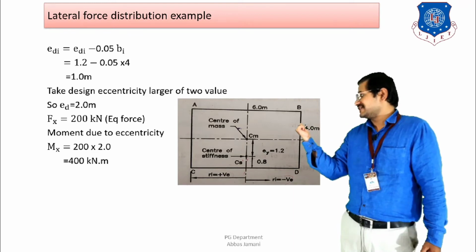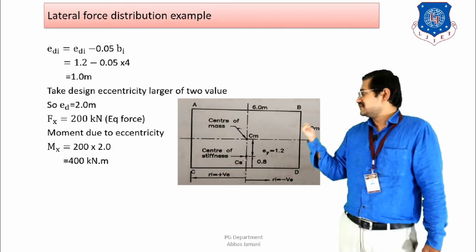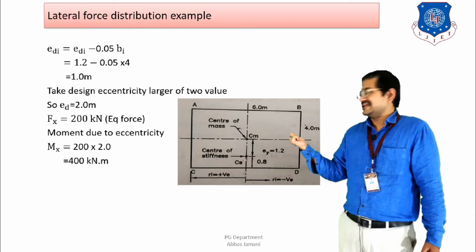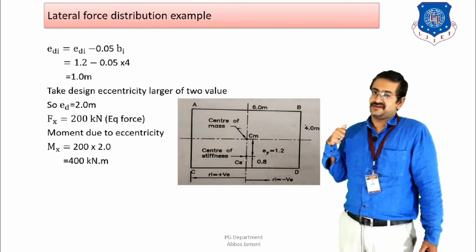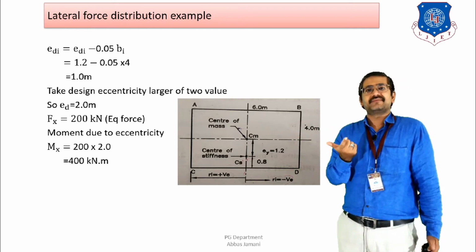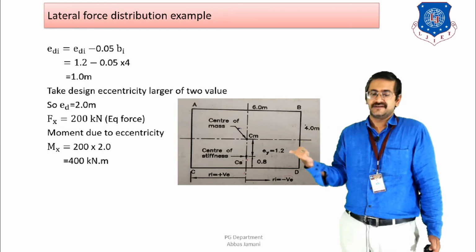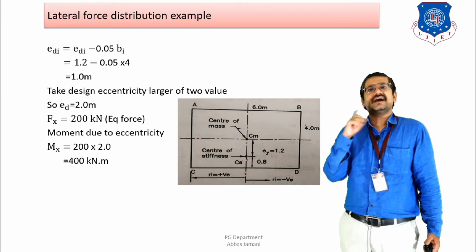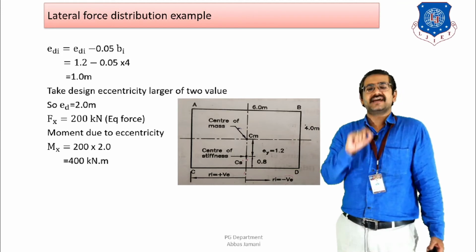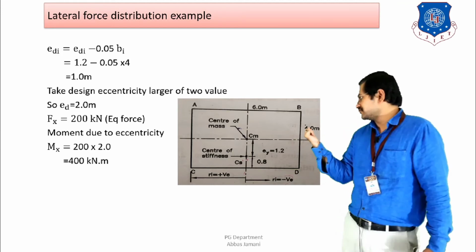So if I substitute the value of ESI is equal to 1.2 and the value of BI is equal to 4, then I will get the value of EDI is equal to 1. So from the first formula I am getting the value as 2. From the second formula I am getting the value of design eccentricity as 1. The code is telling that you have to consider the higher value of the two. So as a result of that, we will select the value of EDI is equal to 2.